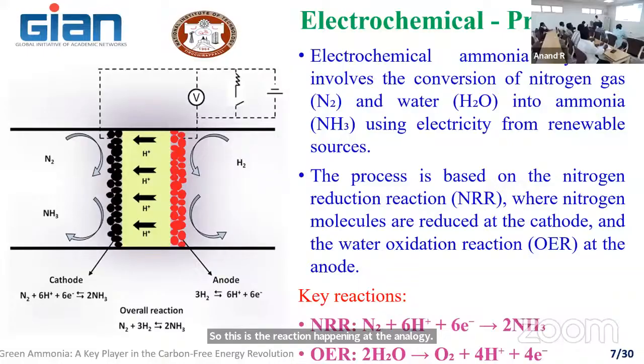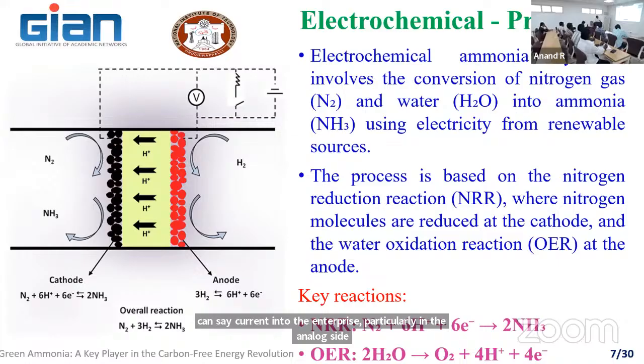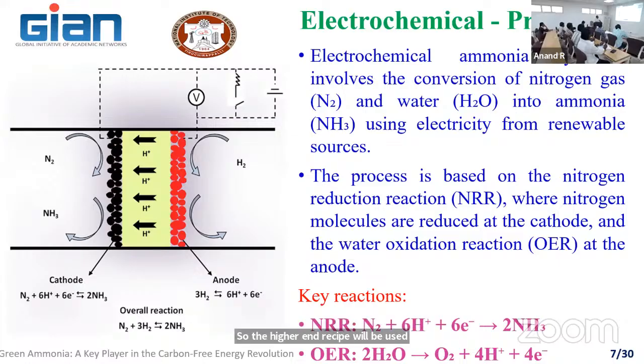What exactly are you doing? You are supplying high current into the electrodes, particularly on the anode side. So the high electricity will be used for dissociating the water into 1 mole of oxygen, 4 H plus ions and 4 electrons. The electrons come out to the external circuit, entering the cathode. The other reaction is called the reduction reaction. The reduction reaction normally happens on the cathode side.